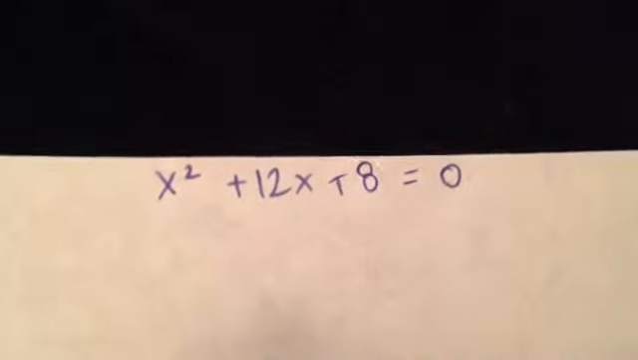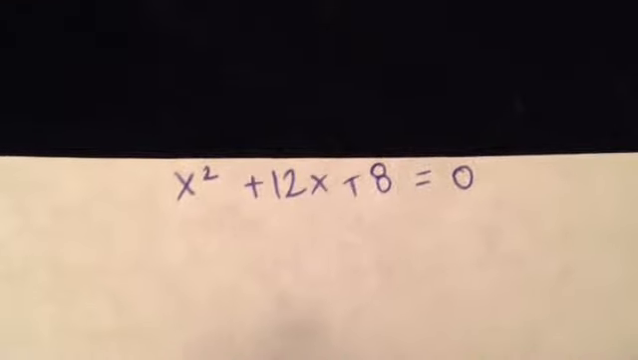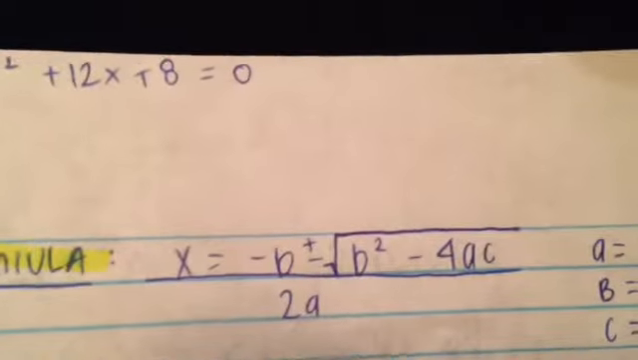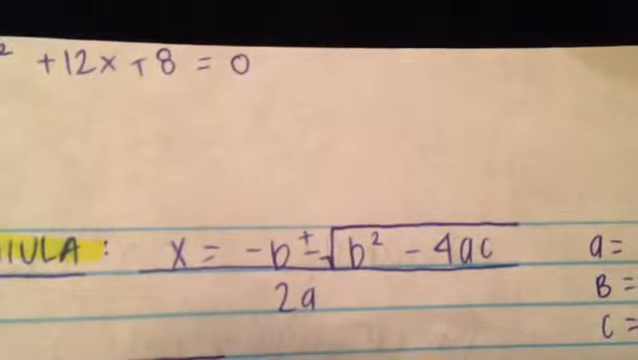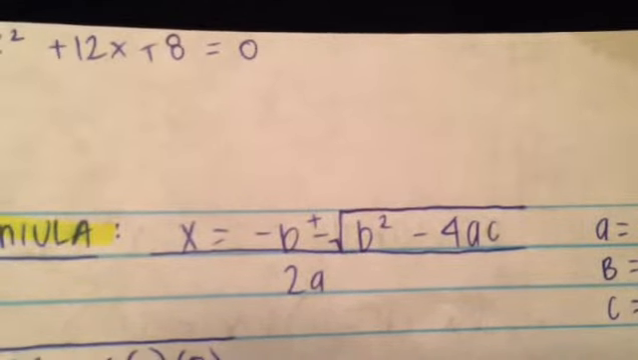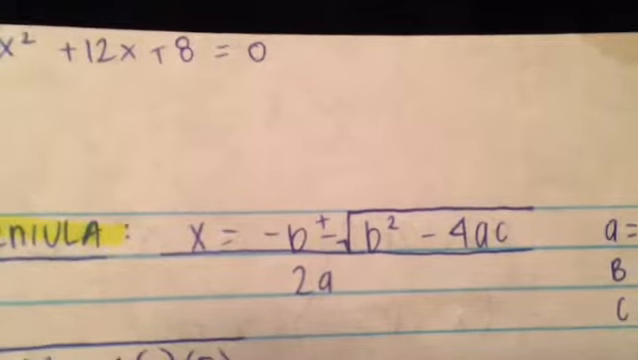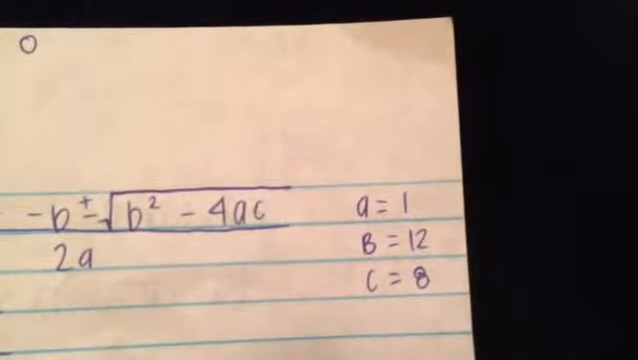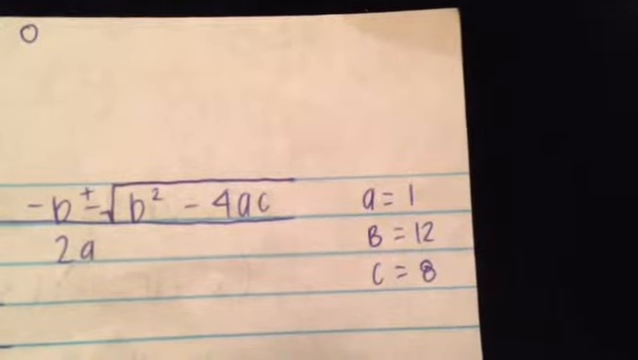The way to solve these quadratics is by completing the square. So first you want to put your quadratic value. We're going to be solving for 4 different ways. The first way we're going to solve it is with the quadratic formula. The quadratic formula is x equals -b plus or minus the square root of b squared minus 4ac all over 2a. So your first step is to figure out your values. So a is 1, b is 12, and c is 8.